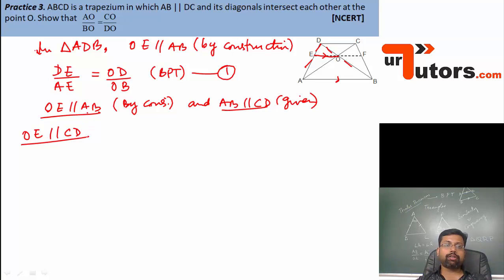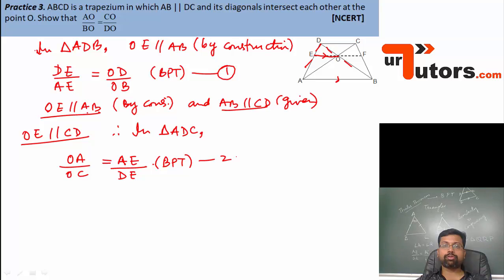Now if OE is parallel to CD, therefore in triangle ADC, what do you observe? You observe that OA by OC equals AE by ED, again by the basic proportionality theorem. So this is equation number 2. Now what do you have in equation 1 and 2? What we see here is OC by OA will become DE by AE. I take the reciprocal. Okay.